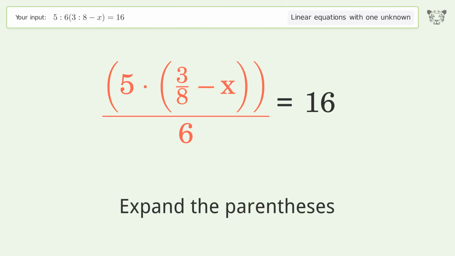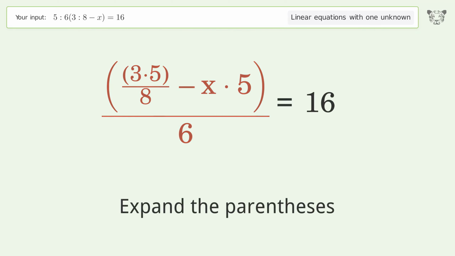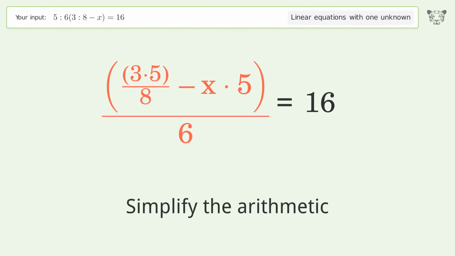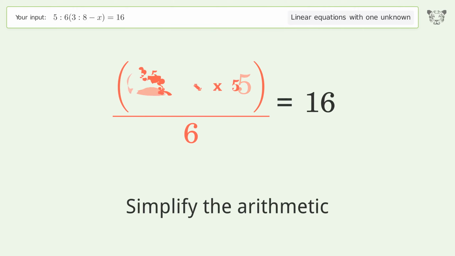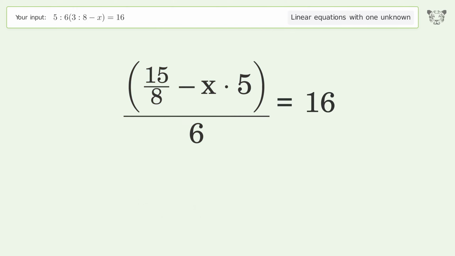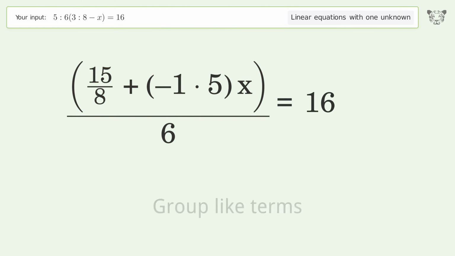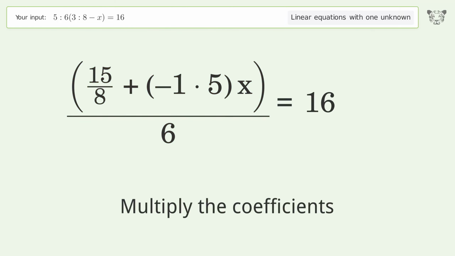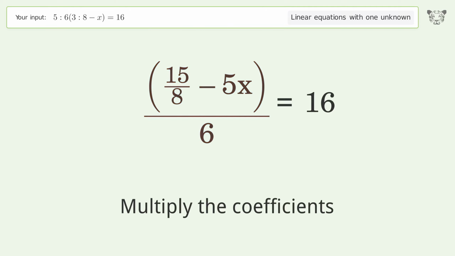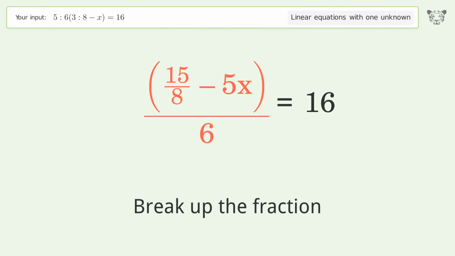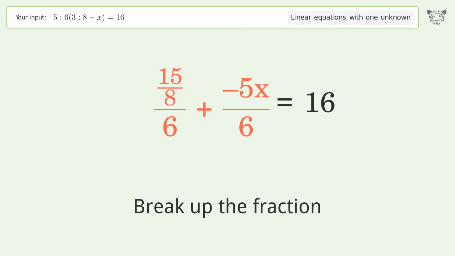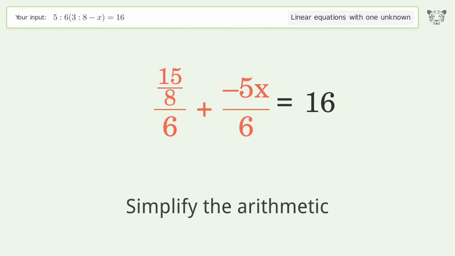Expand the parentheses. Simplify the arithmetic. Group like terms. Multiply the coefficients. Break up the fraction. Simplify the arithmetic.